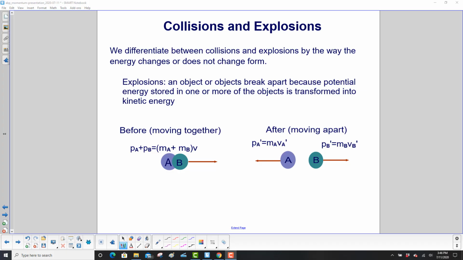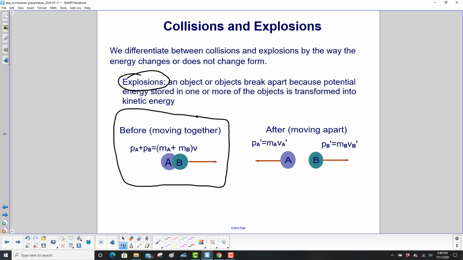We differentiate between collisions and explosions by the way the energy changes or does not change form. An explosion, we'll deal with that first. An object or objects break apart because potential energy stored in one or more of the objects is transformed into kinetic energy. So here we have the before situation.